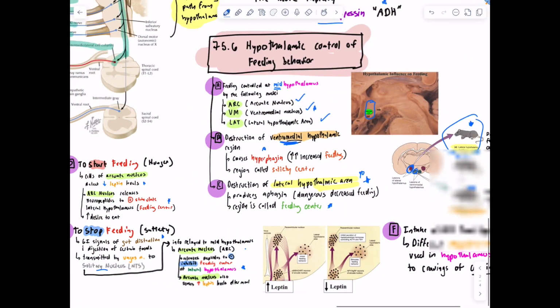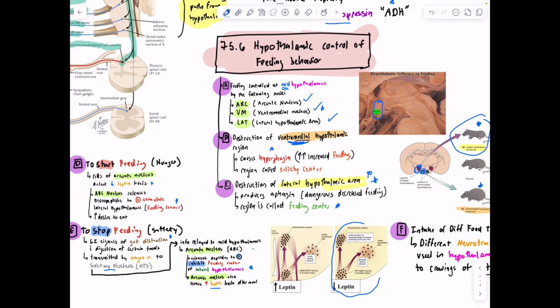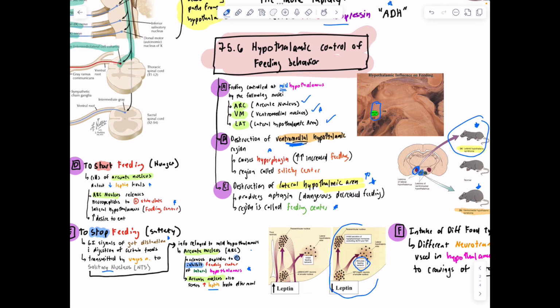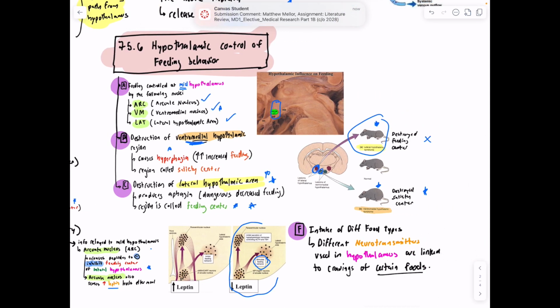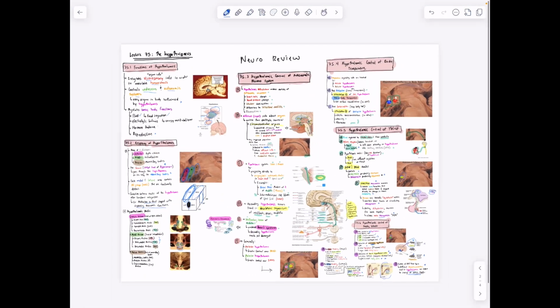But if you have low leptin, then you're going to say, hey, I want to stimulate feeding, and the arcuate nucleus is going to send out some peptides to the feeding center in the lateral hypothalamic area. If you have too much leptin, you're going to do the opposite and decrease feeding, because leptin comes from our fat cells. All right, and then there's just a quick thing on different food intakes. You have different neurotransmitters released in the hypothalamus upon ingestion of different foods, and the thought is that different neurotransmitters are going to be linked to the cravings of certain foods.